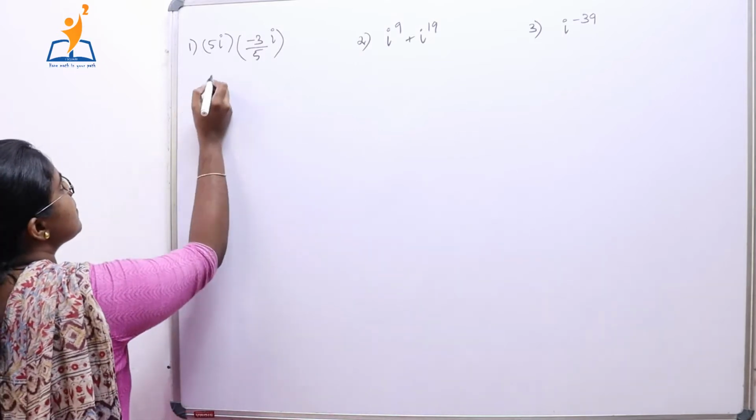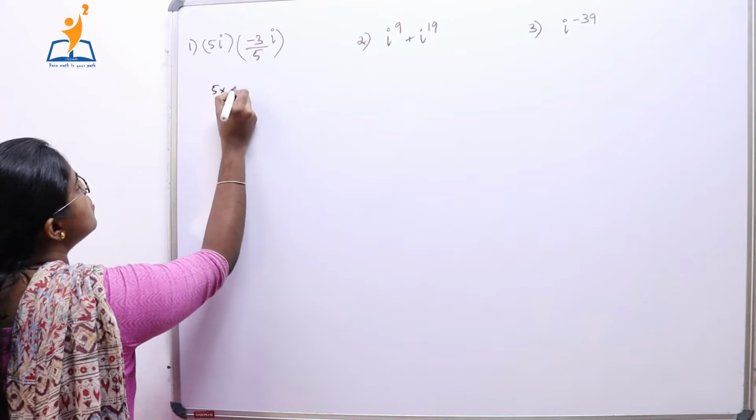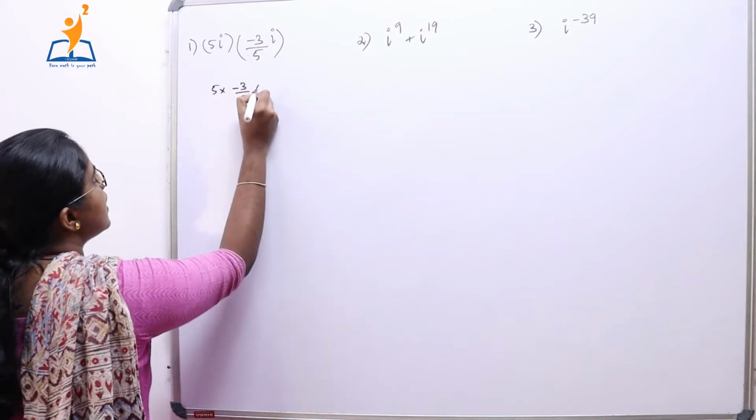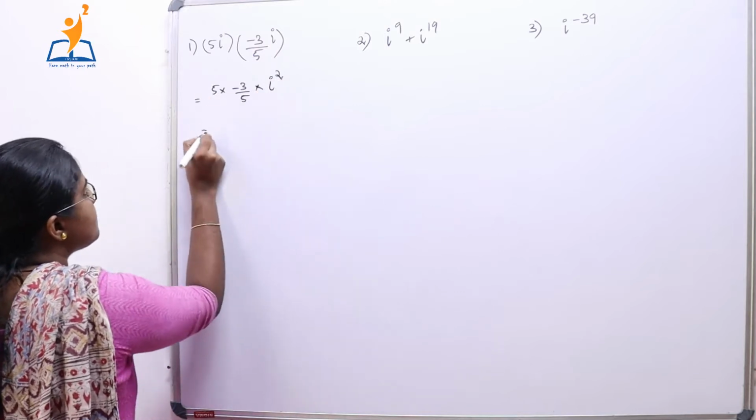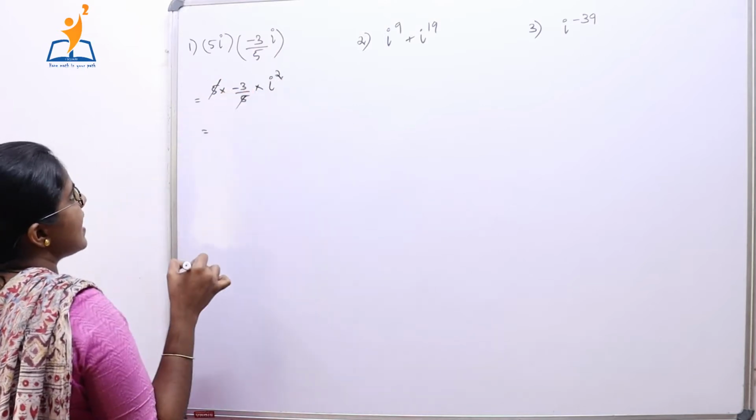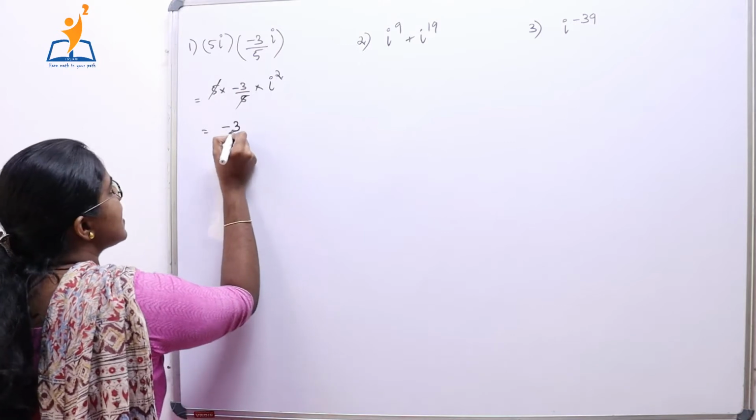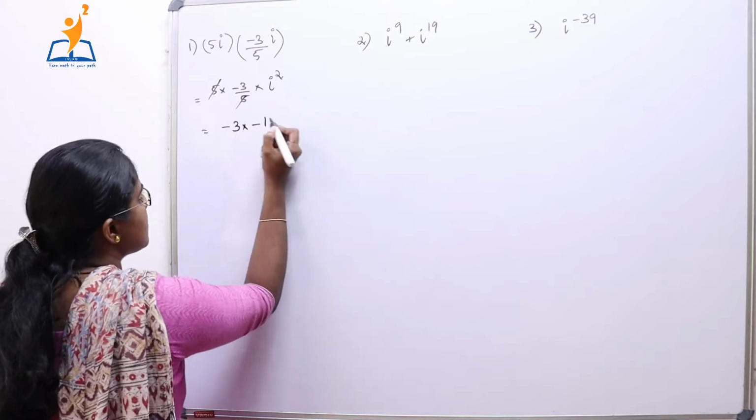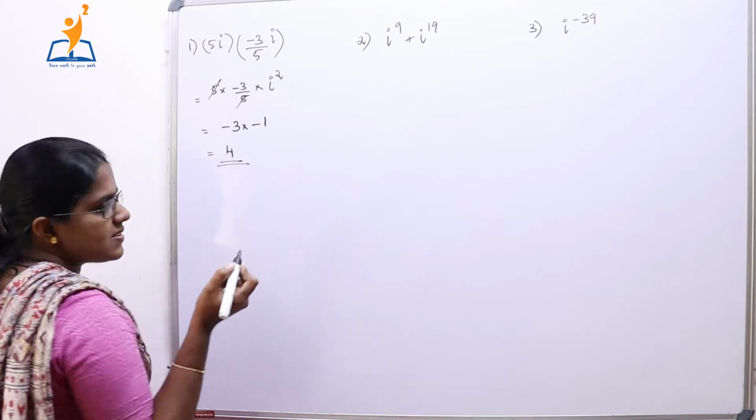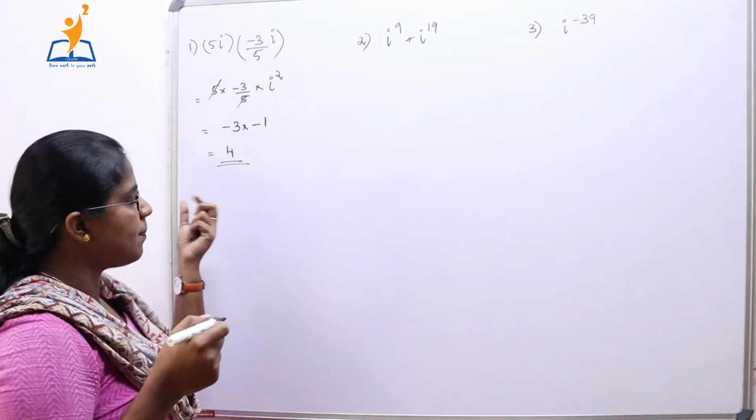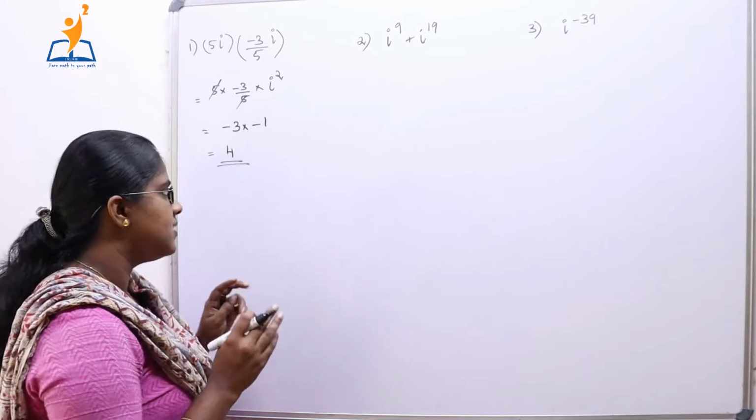So we will multiply it like this: 5 into minus 3 by 5 into i, it is i squared. So 5 and 5 get cancelled, and it is minus 3 into i squared. i squared is minus 1. So minus 3 into minus 1 is 3, and this is in the form a plus ib with the real part 3 and imaginary part 0.